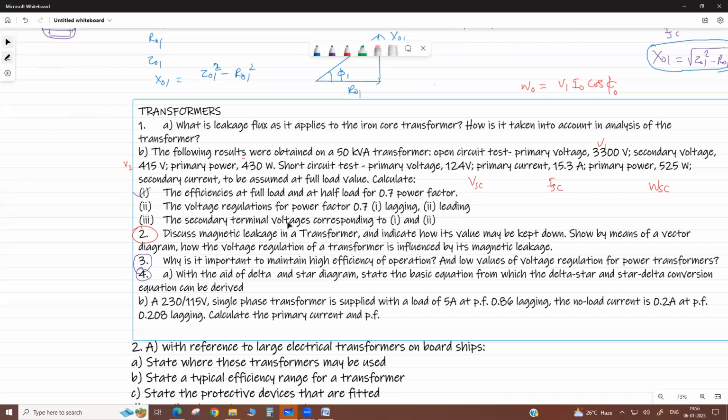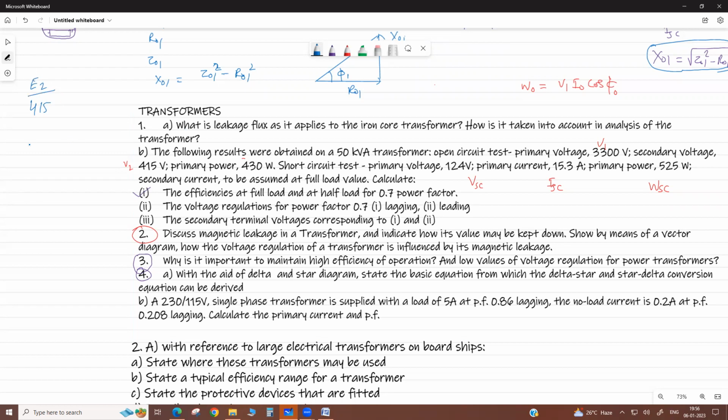Then the secondary terminal voltage. If you have a voltage regulation, it means this much percentage drop, so you have to subtract the percentage drop from the secondary voltage. Now we consider this 415 as E2. Then he is asking for V2. V2 is the output terminal voltage, that is E2 minus the percentage drop, the voltage regulation. This E2 minus this drop, then you get V2.